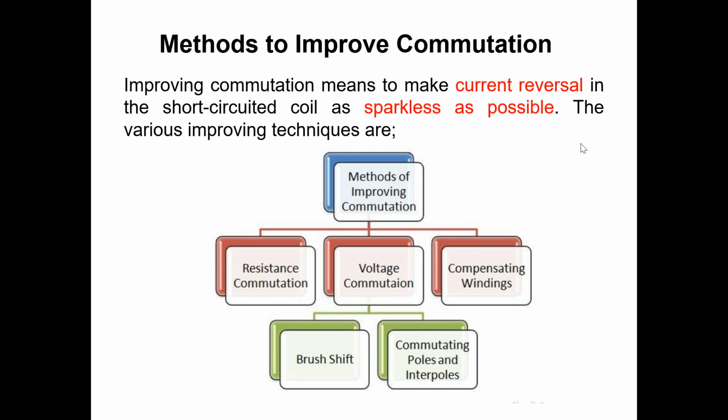that can be reduced by changing some constructional features of a machine. That means if we change something in the existing machine by material and by technology, we can improve the commutation. Improving commutation means making the current reversal in the short-circuited coil as sparkless as possible. The various improving techniques are the various methods we have.